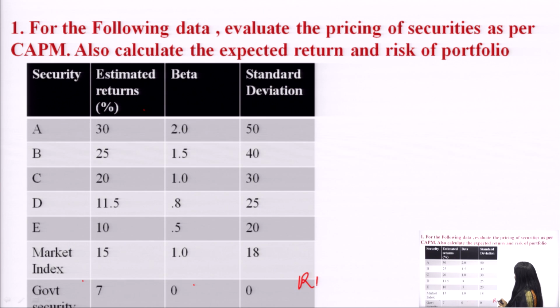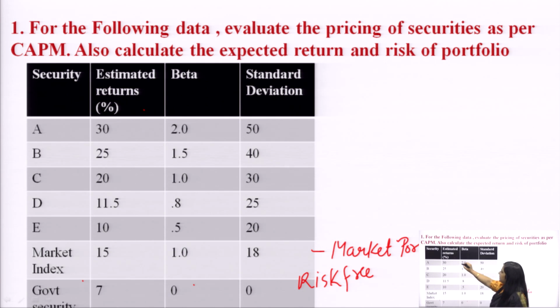Since it is not directly provided in some questions, we have to find out which one is a risk free security, and here the risk free security is government security, and this is the market portfolio. Market portfolio means which is having all the assets or all the securities in the market. So, this is called the market portfolio. Now, we have been provided these things. We have the estimated returns, we have beta, we have standard deviation, we have risk free security return and risk, and we have market portfolio return and risk.